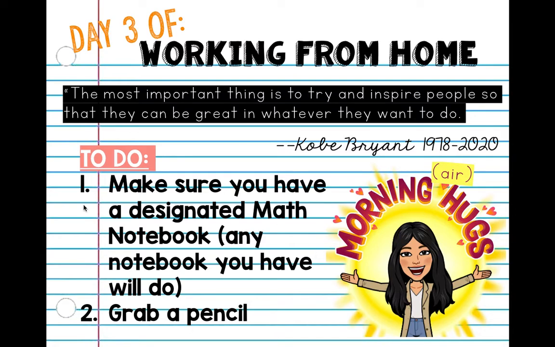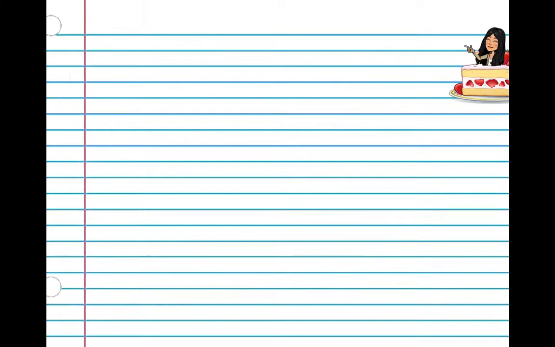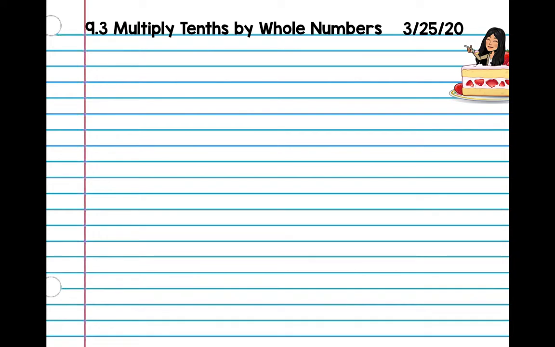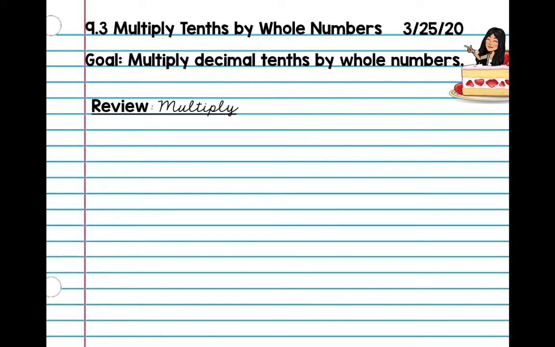Make sure you have your notebook and a pencil, and we're just going to jump right into our lesson. As you've read, today we're going to be learning how to multiply tenths by whole numbers. So tenths meaning decimals, and that's what we're doing today. Our goal is to multiply decimal tenths by whole numbers. For those of you who remember, multiplying decimals is what we reviewed, I think, in November. But we're just going to go back to multiplying whole numbers.